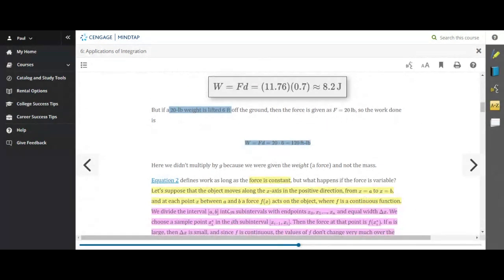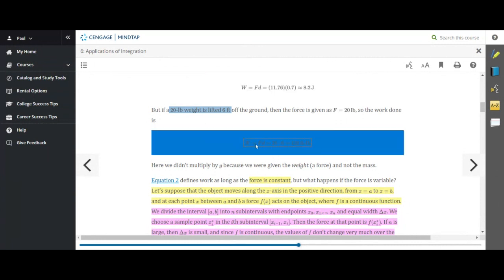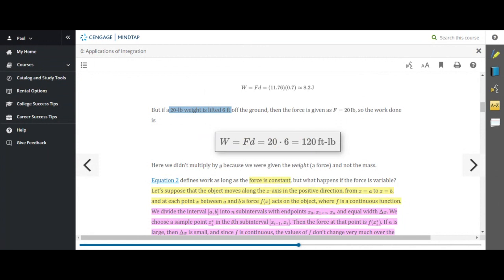If we talk about now in terms of force being in pounds and distance being in feet, if you take a 20-pound weight and lift it 6 feet, the pounds is already a unit of force. So that means then that the work is equal to 20 pounds times 6 feet. That's 120 foot-pounds. So these problems are very nice for when you have a constant force.